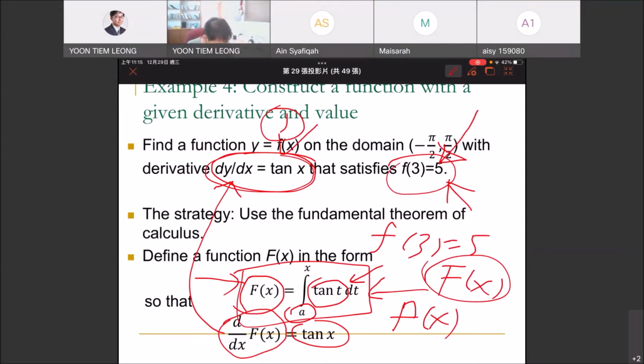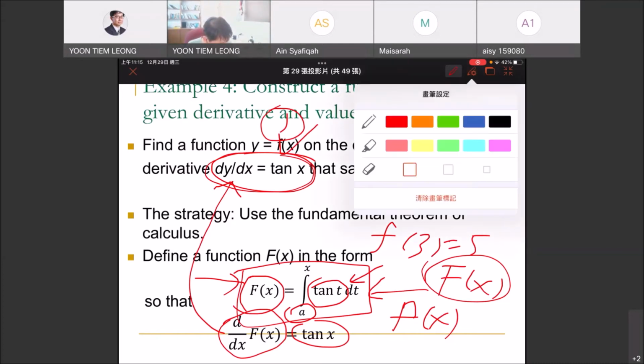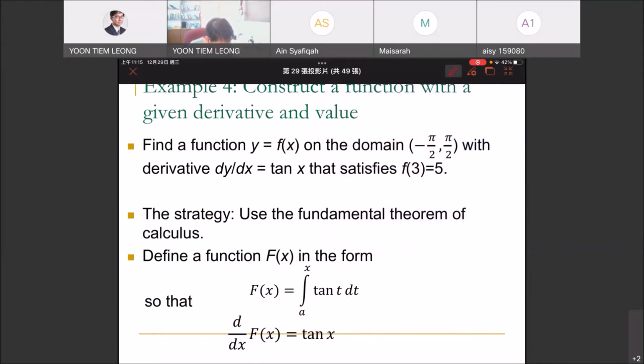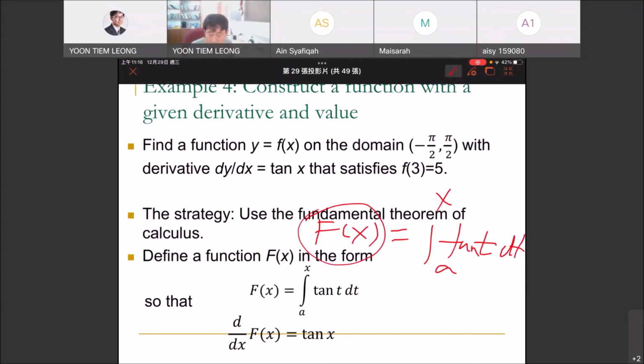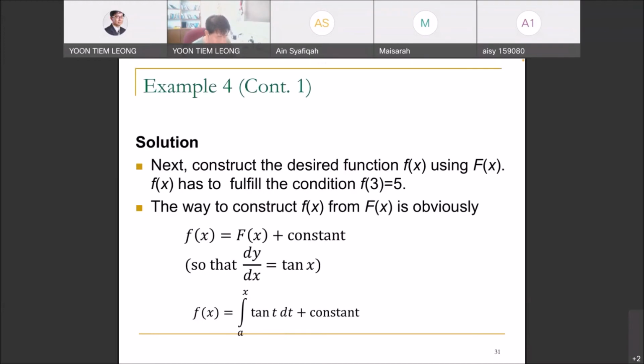Okay, so once you have the capital function F done, then you just look at the thing slightly closer. So if F is defined to be in the form of the integral of tangent t dt from some constant to x, then you can form a new function which is built from capital function F. So let me go to the next slide. I think the next slide explains a little bit here.